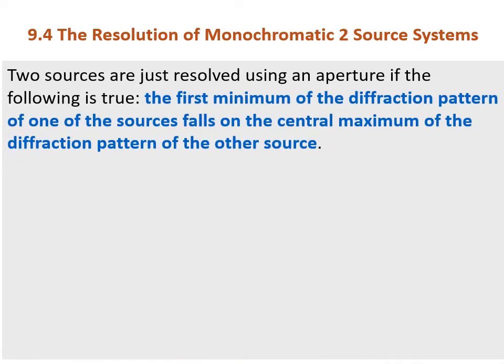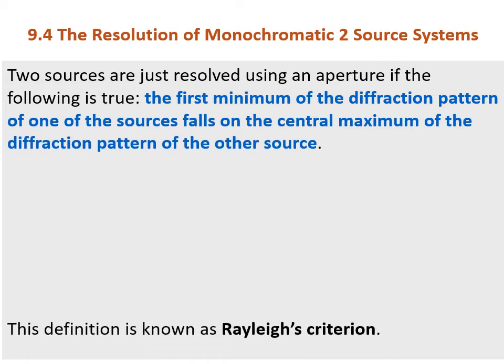Okay, two sources are just resolved using an aperture if the following is true, please write this down. The first minimum of the diffraction pattern of one of the sources falls on the central maximum of the diffraction pattern of the other source. This is known as Rayleigh's criterion, and it might be easy to see if you do a little sketch.